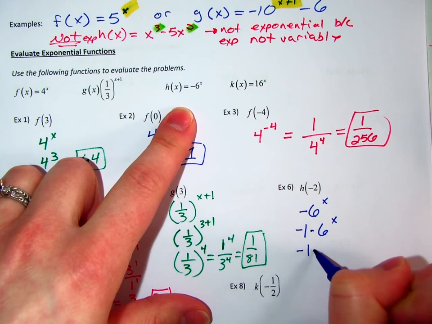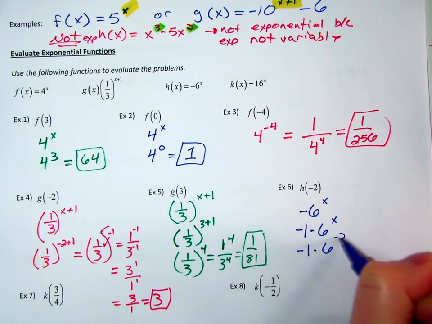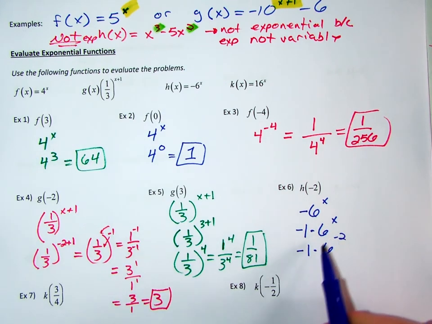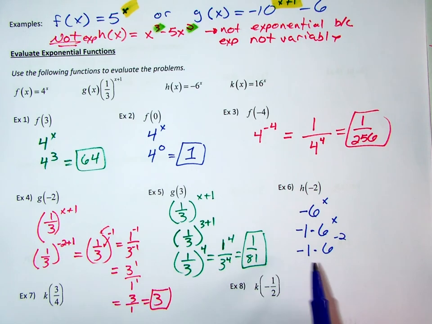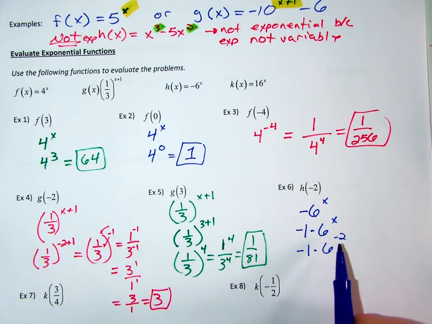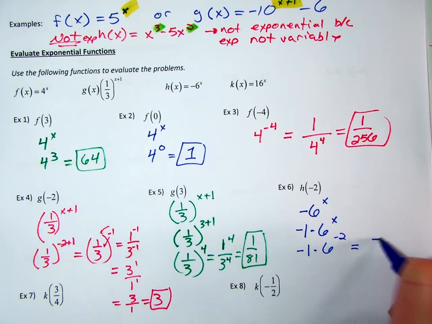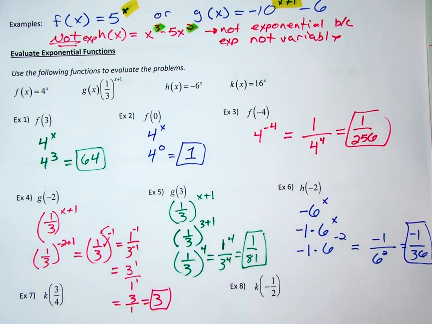So this is negative 1 times 6 to the negative 2. So again, we don't want our exponent to be negative. It's okay if the regular number is negative, but not if the exponent is. So this is really negative 1 over 6 to the second power. And 6 to the second power is 36, so it's negative 1/36.